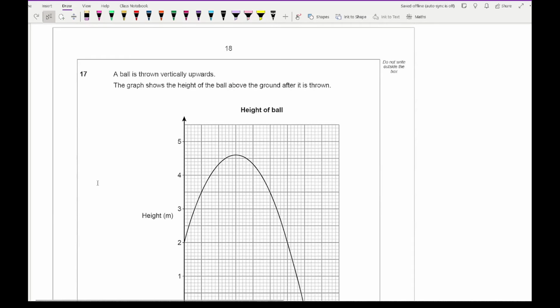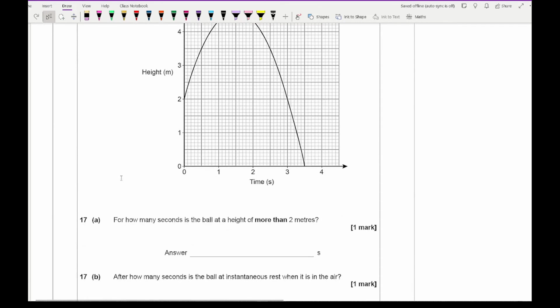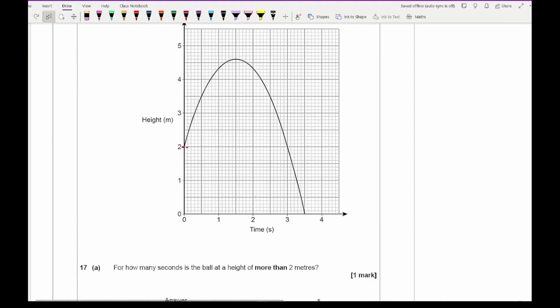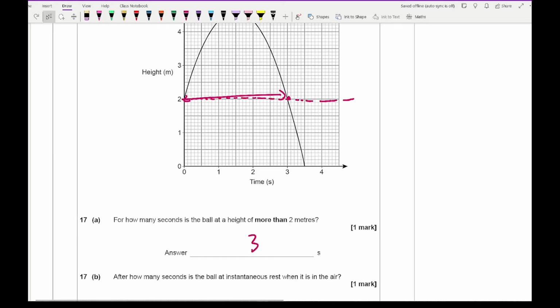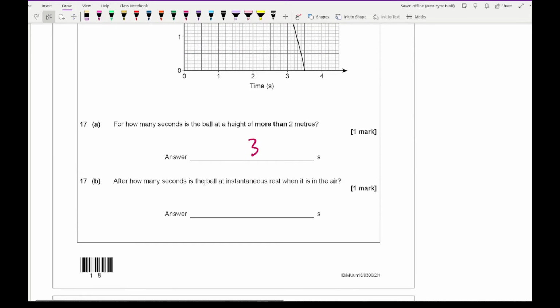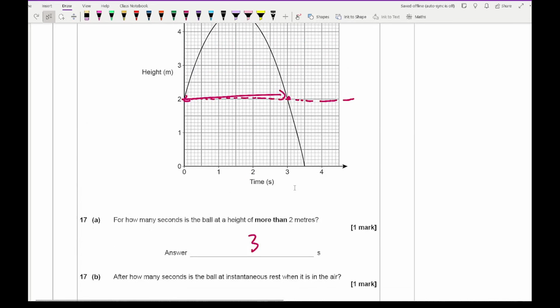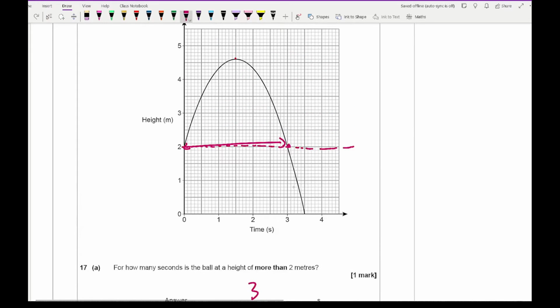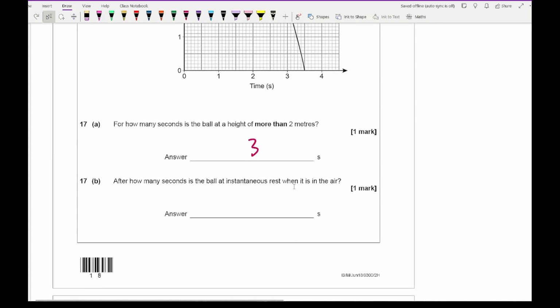Then looking at question 17, it says that a ball is thrown vertically upwards. The graph shows the height of the ball above the ground after it is thrown. For how many seconds is the ball at a height of more than 2 meters? Here we're looking for 2 meters, which is here, and we're looking at how much time the curve spends above that dashed line. It's going to be 3 seconds. The next question asks after how many seconds the ball is in instantaneous rest while it's in the air. We're looking for this flat point here, and that is at 1.5 seconds.